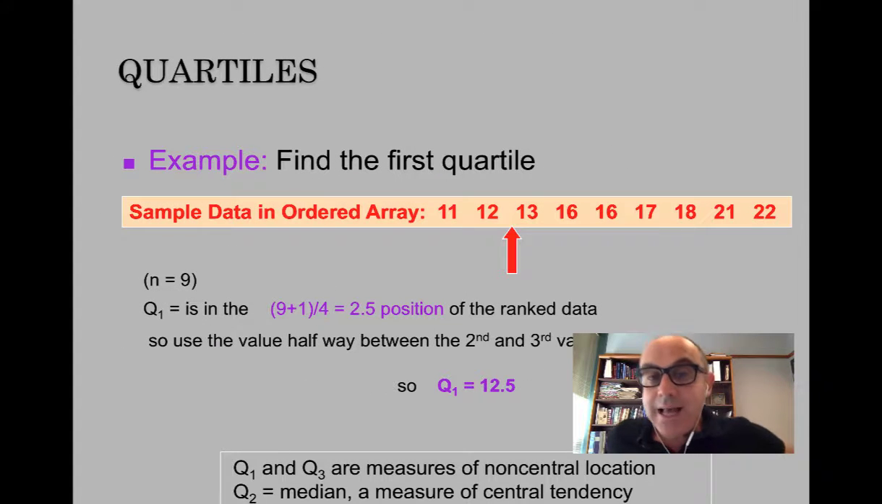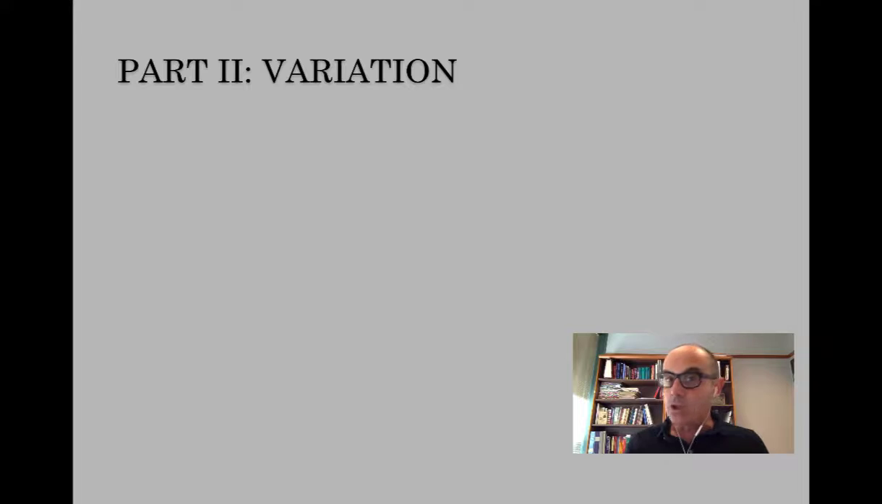So, example, find the first quartile. What we do here is we have 9 observations, 9 plus 1 divided by 4, and it will give us the 2.5 position. So quartile 1 is equal to 12.5. Again, this is where we do it manually and not by typing it into R in order for us to find it.